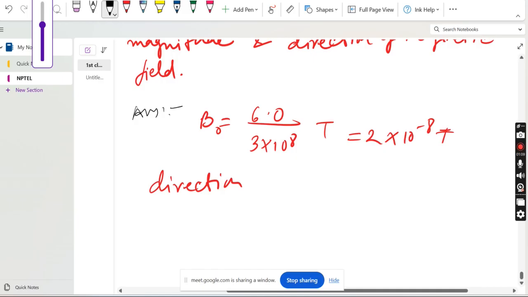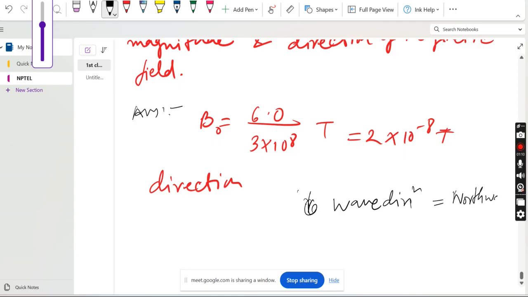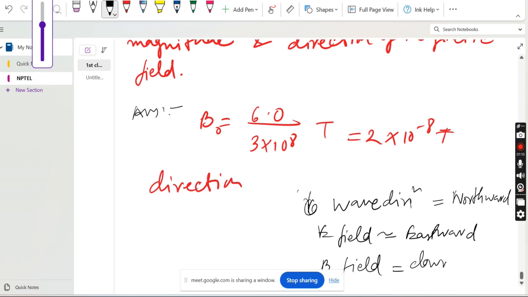So direction, we have the travel direction, north, and the E field direction, eastward. Using the right hand rule, we need to know the direction of B. The direction of B would be the downward direction.